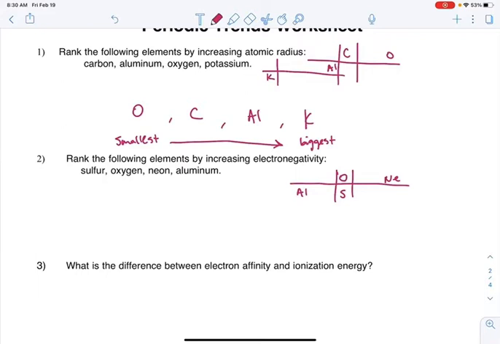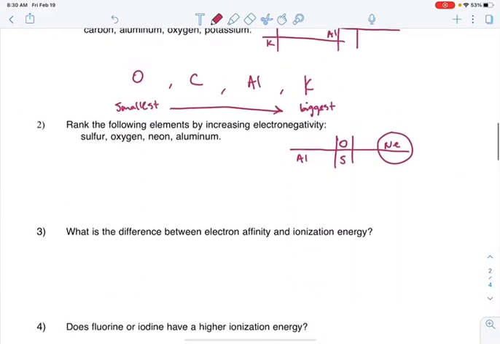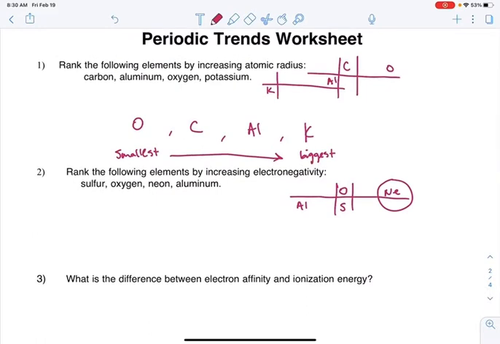So electronegativity increases as we move to the right. But it does not include neon. Remember, electronegativity excludes the noble gases. So the lowest electronegativity would be neon because it's excluded from that trend, right? It has like 0 electronegativity. Then it would go aluminum, sulfur, oxygen.